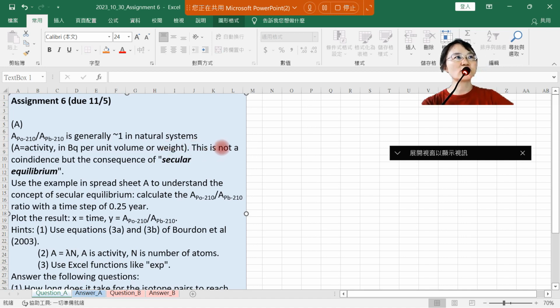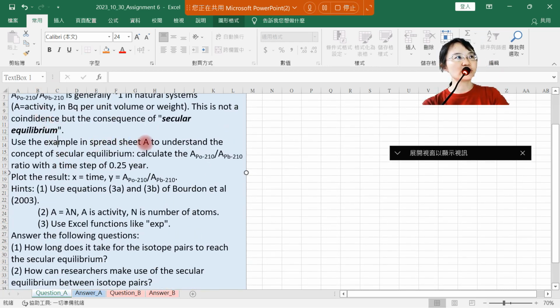This is not a coincidence. This means the ratio is 1. This is not a coincidence, but a consequence of secular equilibrium. 永视平衡 in Chinese. Their ratio will always be 1. Use the example in spreadsheet A here to understand the concept of secular equilibrium. Calculate this ratio with a time step of 0.25 year.